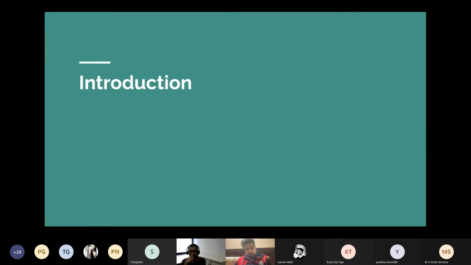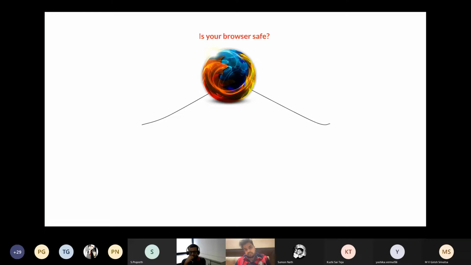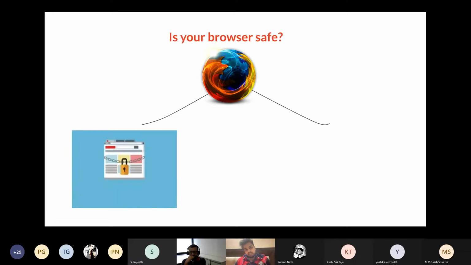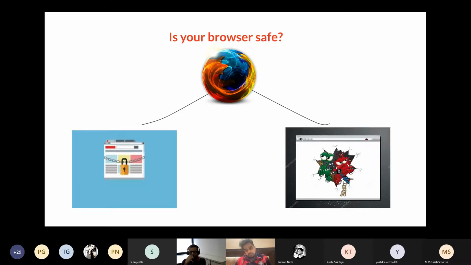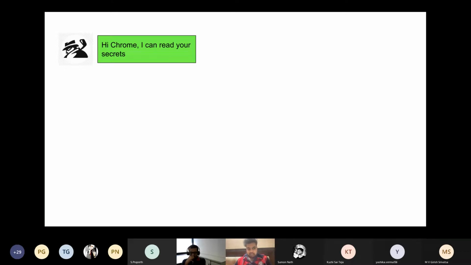So before coming to the introduction part, I want to ask: is your browser safe? You might think your browser is secure and all your secrets in the browser are preserved, but it might be possible someone is watching your secrets from behind. So let's find out. This is an interesting combo between a spy and the browser vendors. The spy can warn the vendors that they can read browser secrets, but the browser vendor responded in a surprising way.